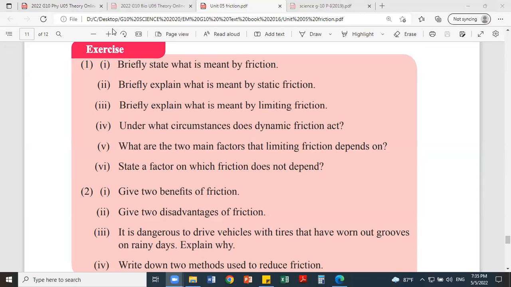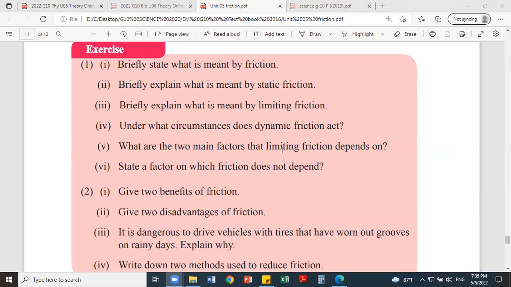You can briefly explain what is meant by friction. You can just write the theory: what is meant by static friction, what is meant by limiting friction, what is meant by dynamic friction. Dynamic friction is when the object is moving. The others, you can get the theory from the textbook also.